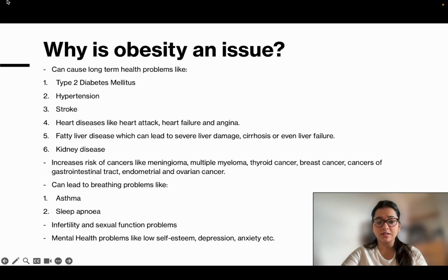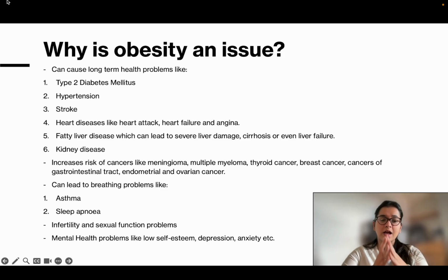The last but not the least, and often overlooked, are the mental health problems that it can cause. People who are obese often have low self esteem, they feel less confident, they suffer from mental health issues like depression and anxiety, they usually try to stay alone, and they feel like everyone's mocking them. So it's very important to tackle this, because obesity also leads to mental health problems.